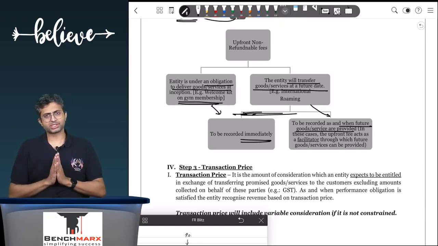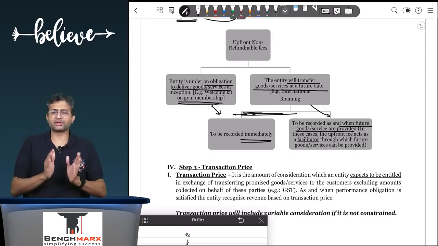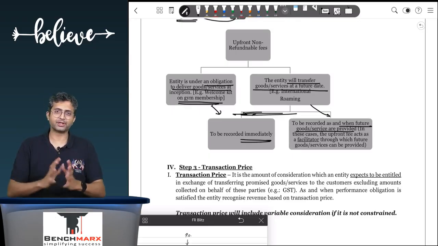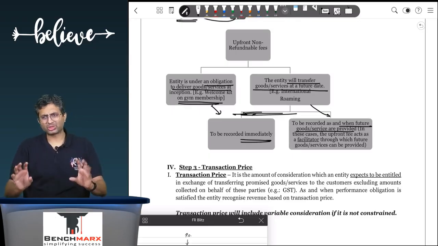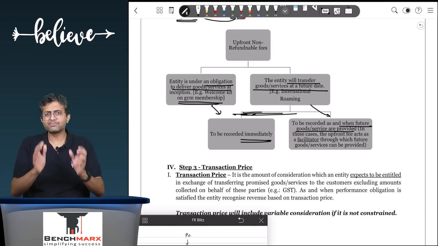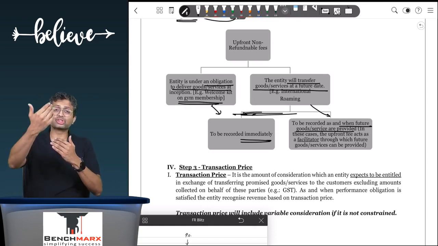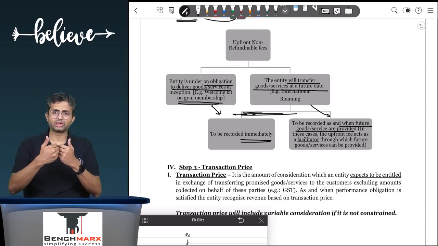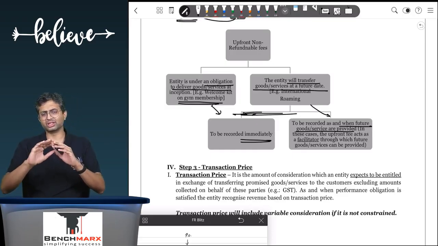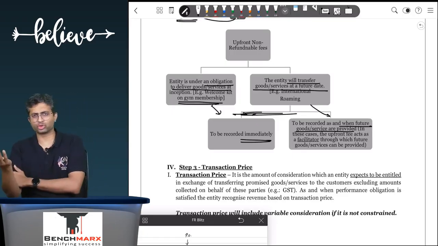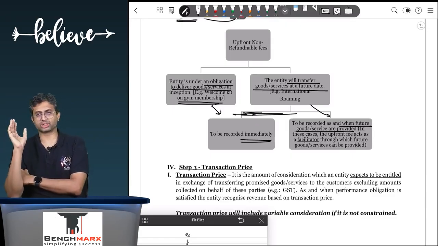So this is fixed consideration. Fixed 100 rupees I'm going to receive, that will definitely be a part of my transaction price. But what about variable consideration? The standard says that the variable consideration should be a part of transaction price if it is not constrained. Now the language in the standard is fairly complex, but the simple interpretation would be that if you expect that the consideration will be received and it is unlikely that you will record the revenue now and a reversal is going to happen, then the standard says it is not constrained.